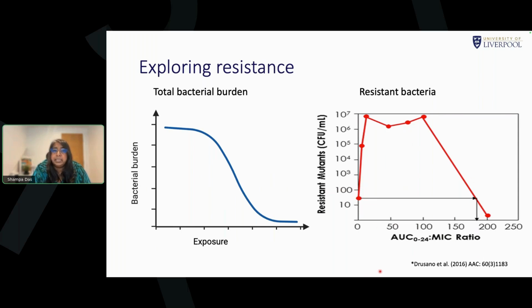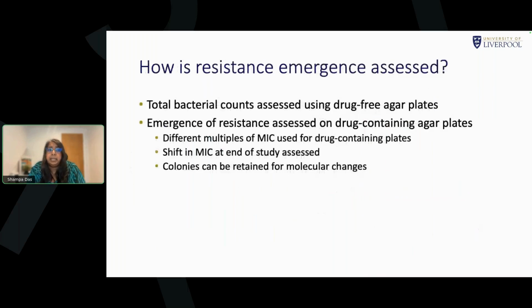So how we do this in the hollow fiber infection model is typically what we do, both in the animals and in the hollow fiber: our main outcome is looking at total bacterial counts. So we'll take our bacterial sample from the hollow fiber or tissue from our animal models, and then we'll measure bacterial counts normally on drug-free agar plates. When we're looking at resistance, what we're doing is looking at those bacterial counts on drug-containing agar plates. So that gives us an assessment of the resistant population that's growing. So we'll tend to do that on different multiples of MIC with those drug-containing plates.